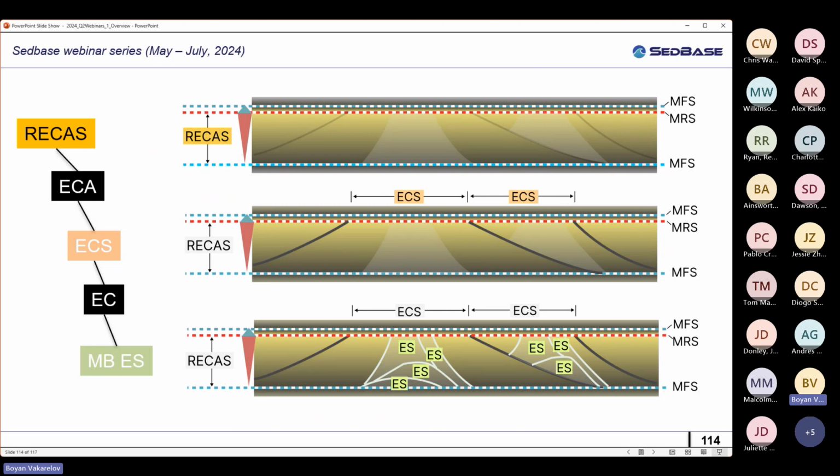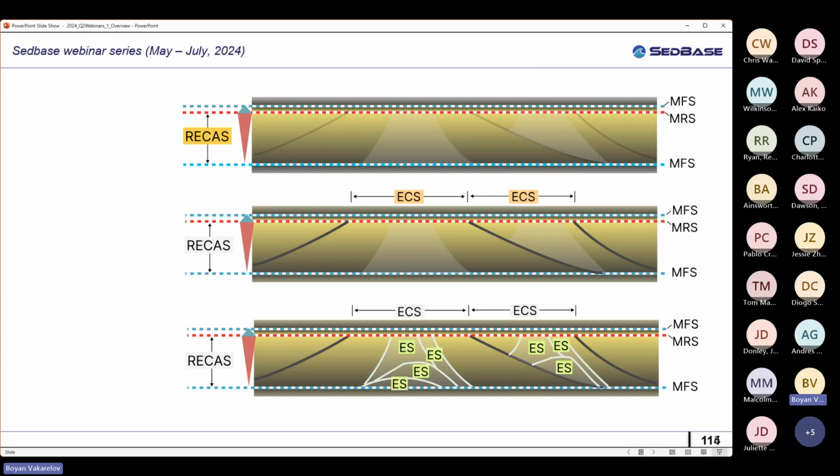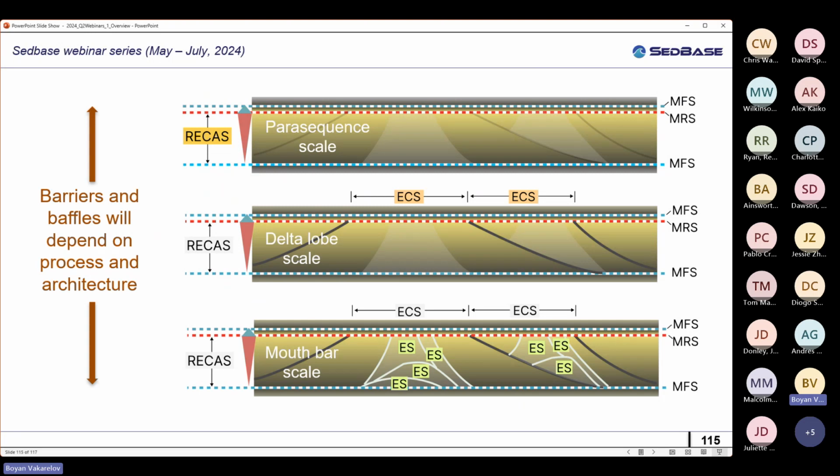Okay, so I think that this is all I had to say about architecture. Let me just have one final slide. So parasequence scale, delta lobe scale, mouth bar scale, all of these levels of heterogeneities can be important, depending on the particulars of your field architecture and the fluids you're working with. So very often barriers and baffles would be occurring on these levels. So that is the idea.